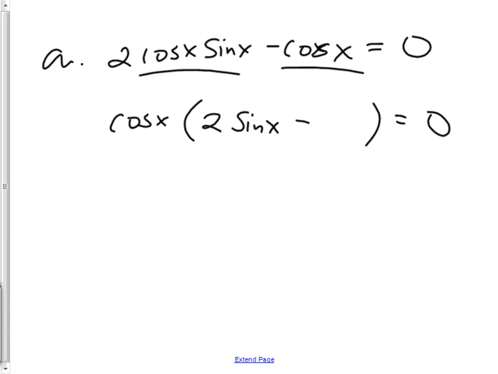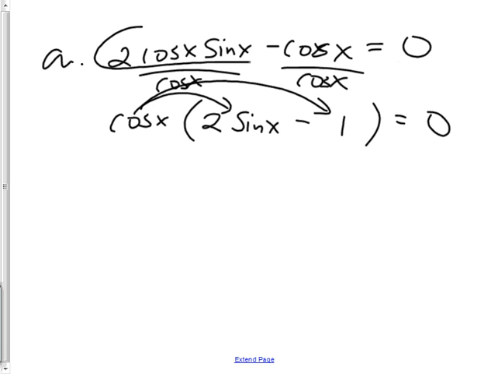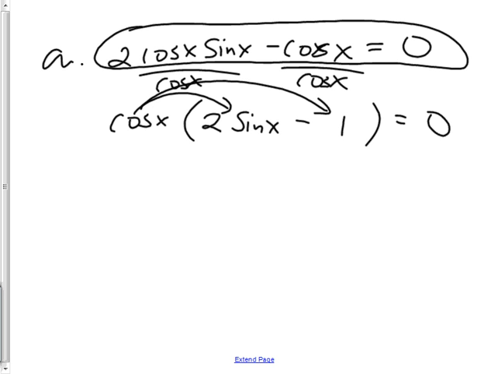A 1. What you're really doing when you factor out a cosine x is you're doing this. See, when you divide by cosine x, that's why it's a 1, because cosine divided by cosine is 1. The other way to think of it is, if you multiply this back out again, you need it to come out to the original problem, which is right there. All right, so now I got it factored.